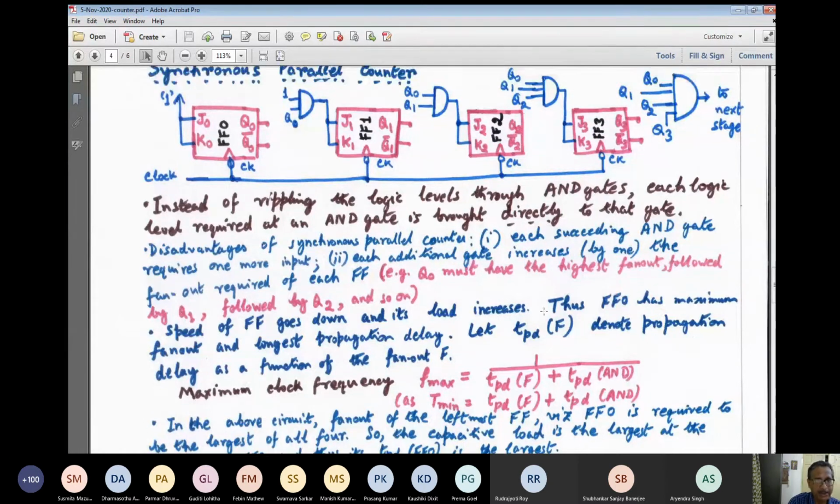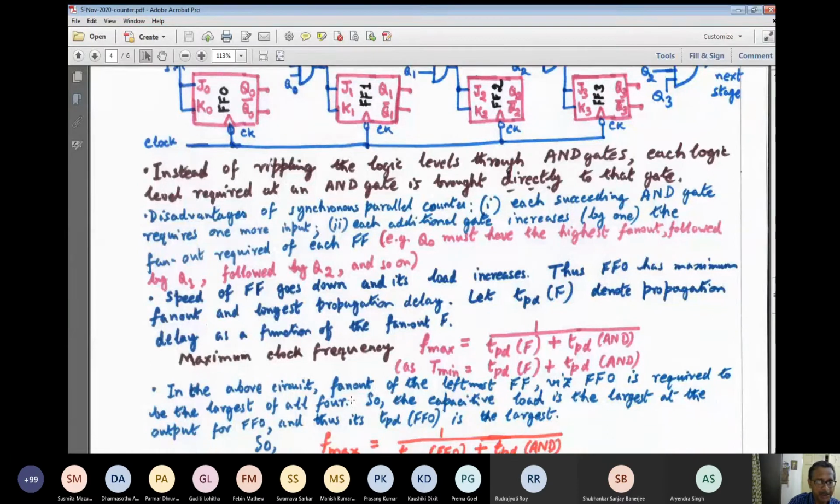And that too, you see which AND gate will take into account that which is applicable at the rightmost flip flop. So here, for example, the 3 input AND gate. Okay, so in the above circuit, fan out of the leftmost flip flop, namely FF0, is required to be the largest of all 4. So the capacitive load is the largest at the output of FF0, and its propagation delay will also be the largest of all the 4 flip flops.